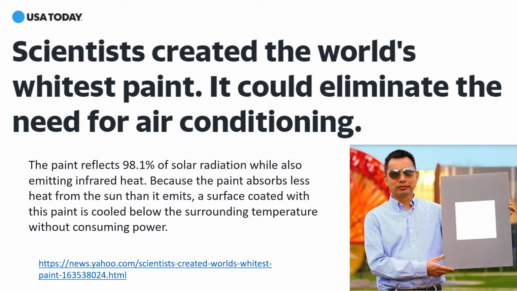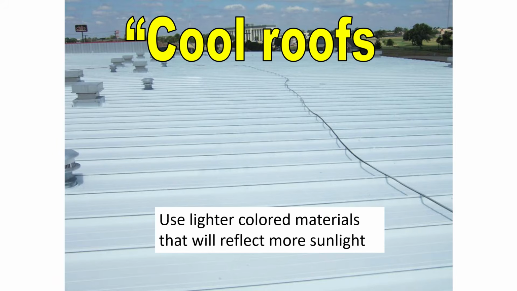And scientists are actually trying to develop the most reflective materials they can for use in cities, especially on roofs. And this is a cutting edge thing where they took some specialized white paint and it actually absorbed less heat from the sun than it emits. So a surface painted with this special type of white paint actually helps to cool the building. It passes out more energy than it takes in. That's a concept known as a cool roof.